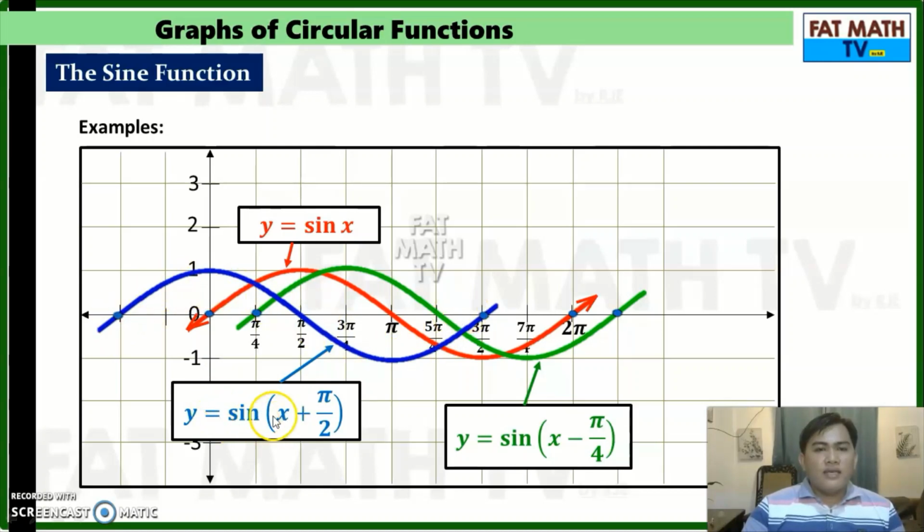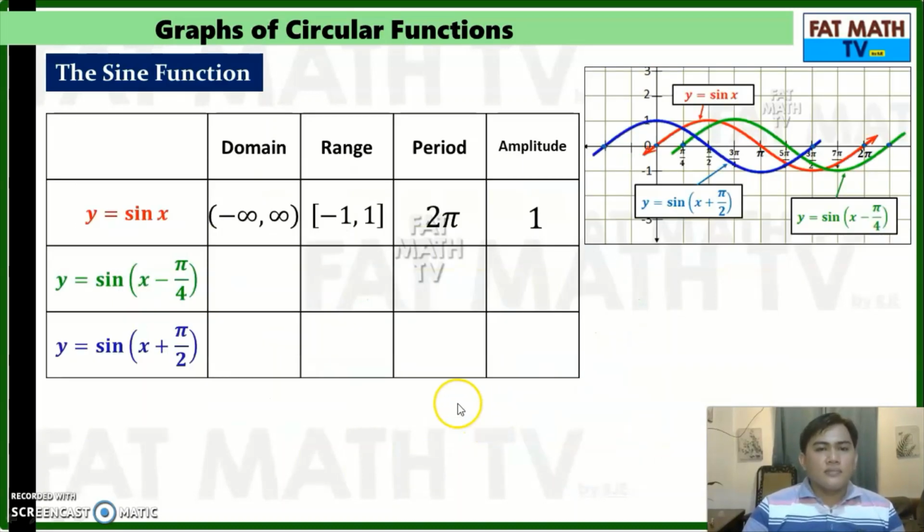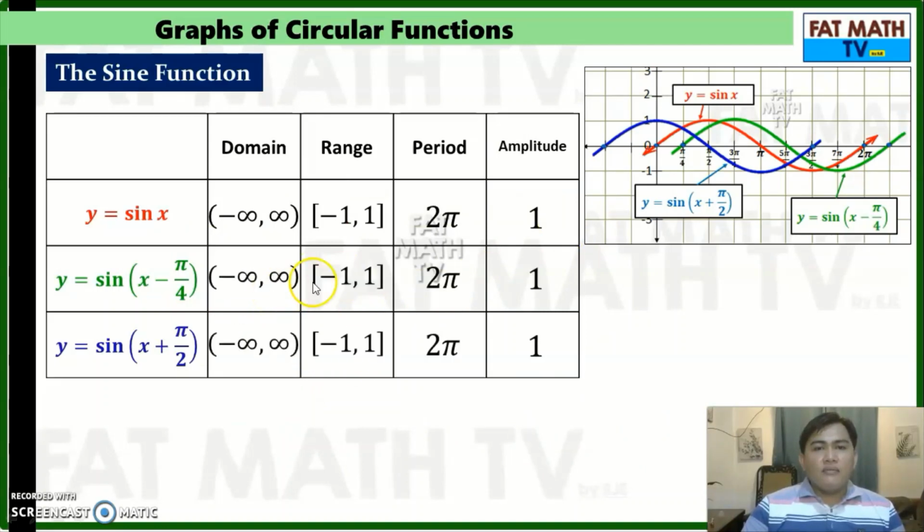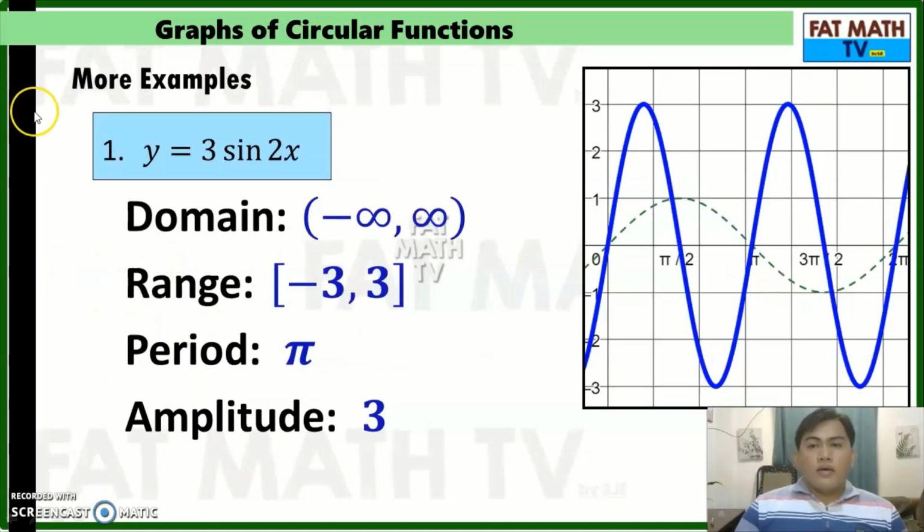So the graph of this is this one, this blue one. There's a horizontal shift to the left if it's plus, and to the right if it's minus. So for the domain, same, range, same, everything is the same, okay? No change in the period, no change in the amplitude, and no change in the range. Still the same. Okay, more examples.